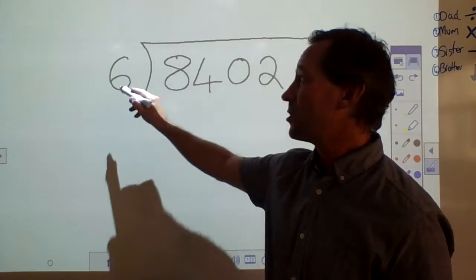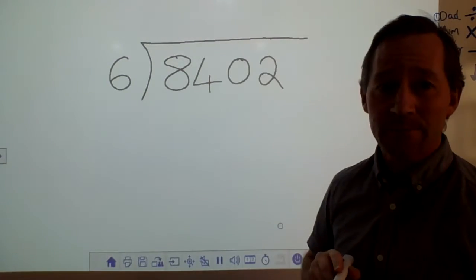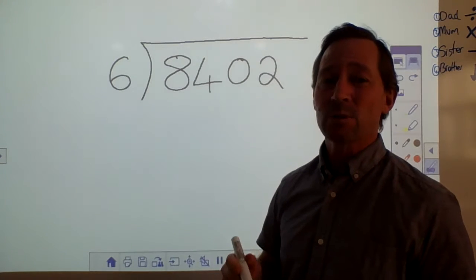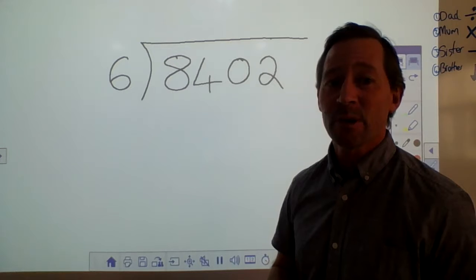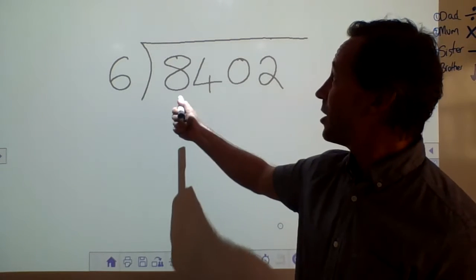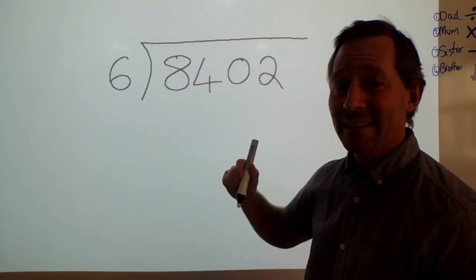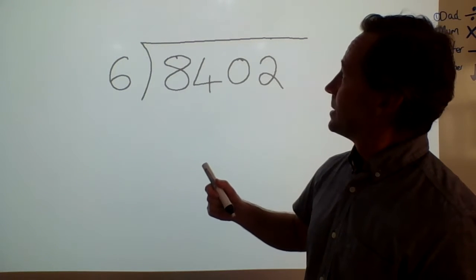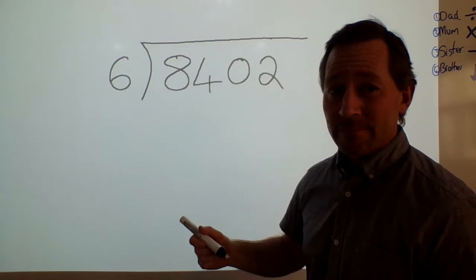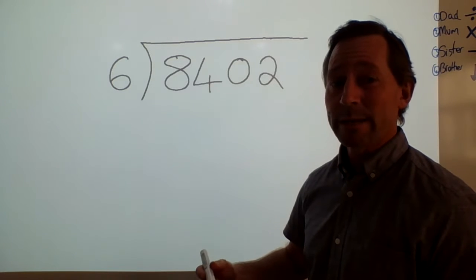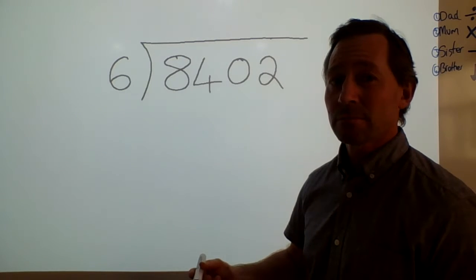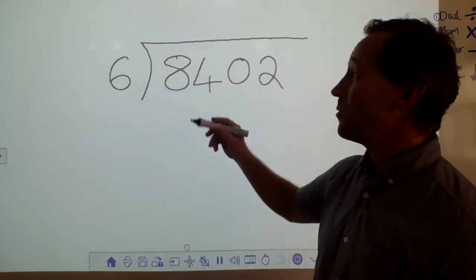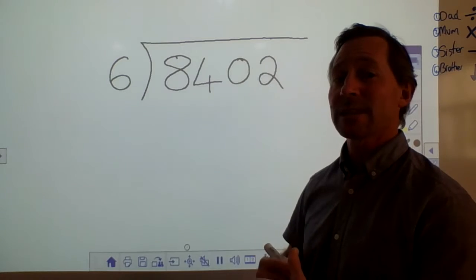So I'm thinking, how many times can 6 fit into this number? If I was to have an estimate, what is 6 times 1,000? It'd be 6,000. So we know the answer is going to be greater than 1,000. If I double that, it would be 2,000. 6 times 2,000 would be 12,000. So we know the number is going to be between 1,000 and 2,000.